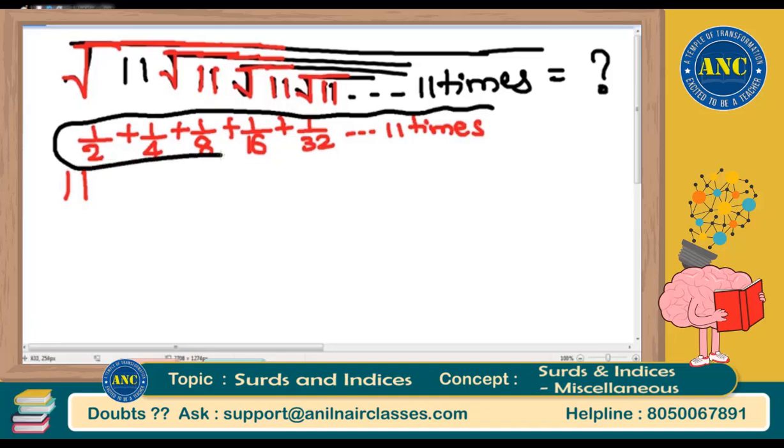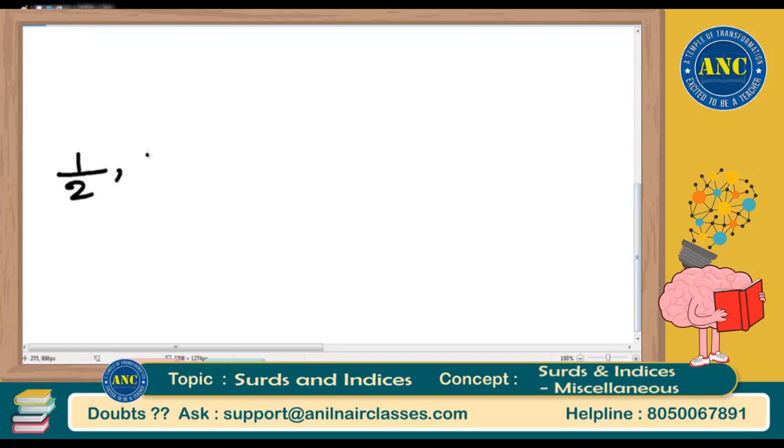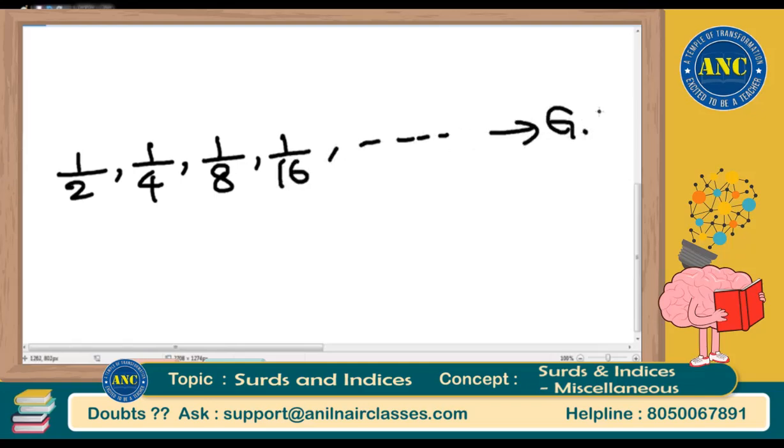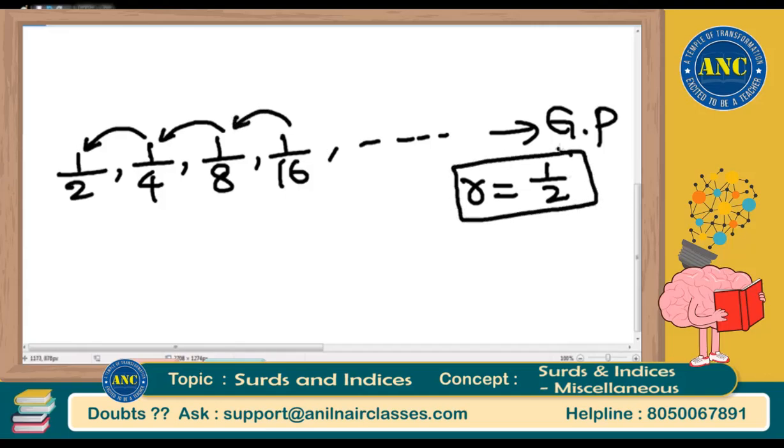How to add all these things? A very easy way of adding: 1 by 2, 1 by 4, 1 by 8, 1 by 16, etc. Let me write it here. This is in geometric progression because the common ratio between the consecutive terms is the same. 1 by 4 and 1 by 2, ratio is 1 by 2. 1 by 8 and 1 by 4, ratio is 1 by 2. 1 by 16 and 1 by 8, ratio is 1 by 2. The common ratio is the same, therefore it is in geometric progression.